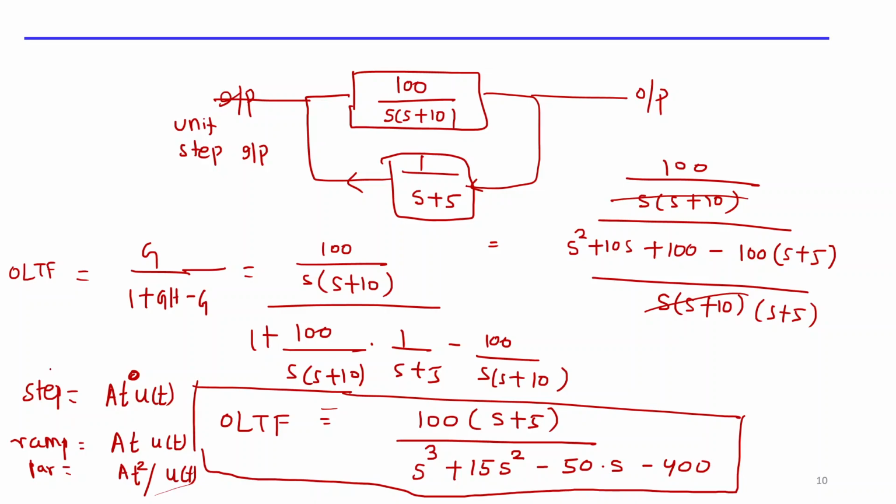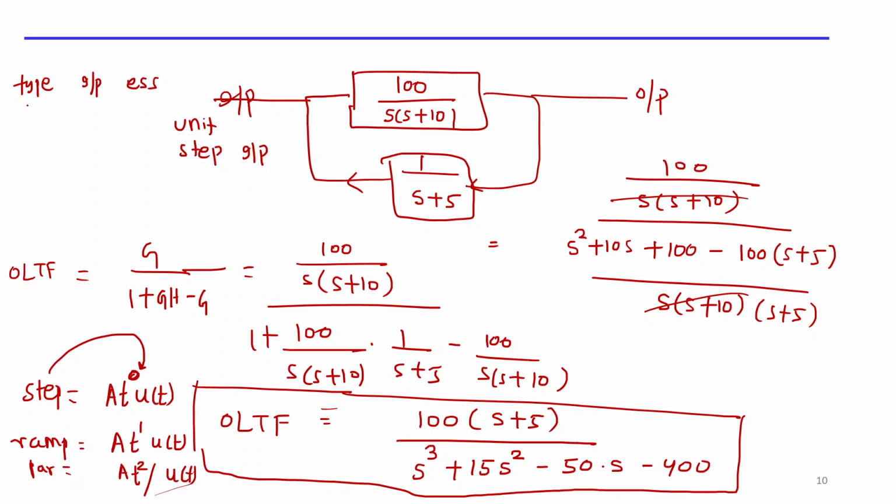If you see, in a step the power of t is 0, in a ramp the power of t is 1, and in a parabolic it is 2. So how do you define your steady state error? I'm just writing down here: this is my type, this is your input, and this is your steady state error.